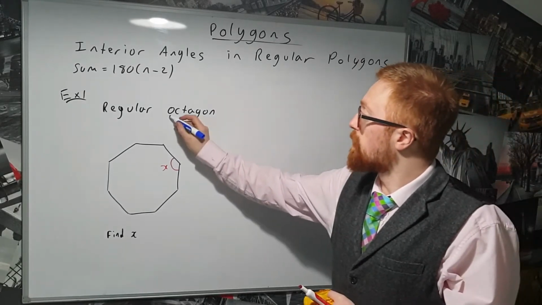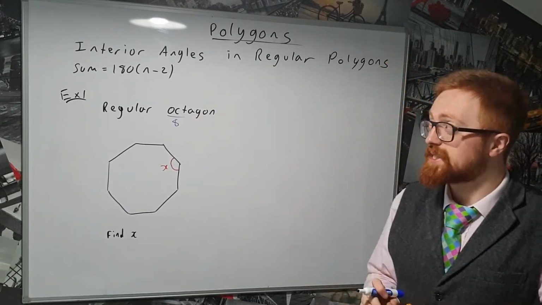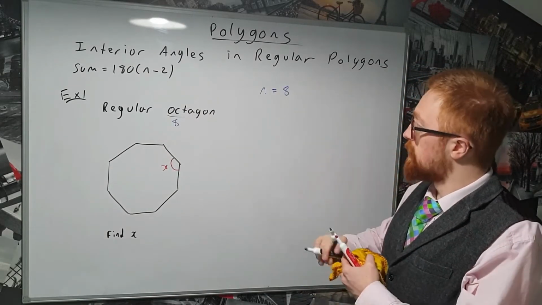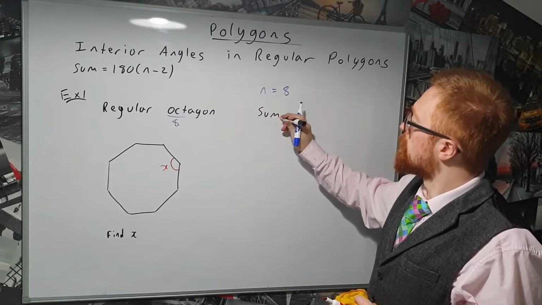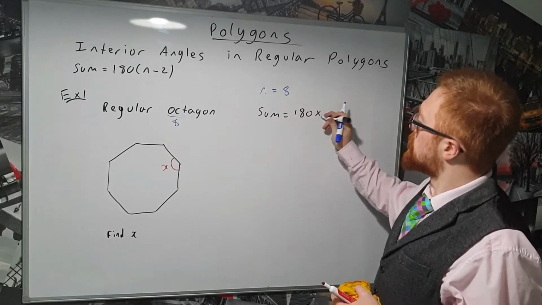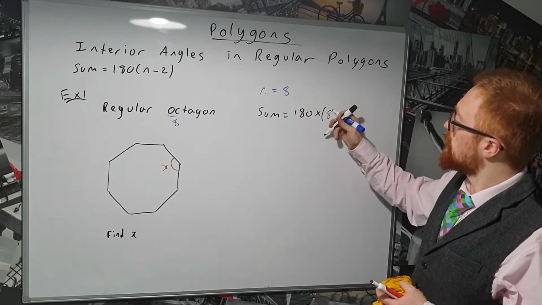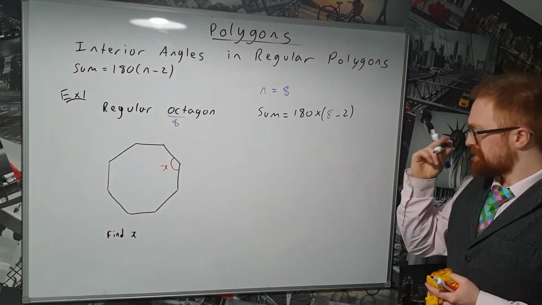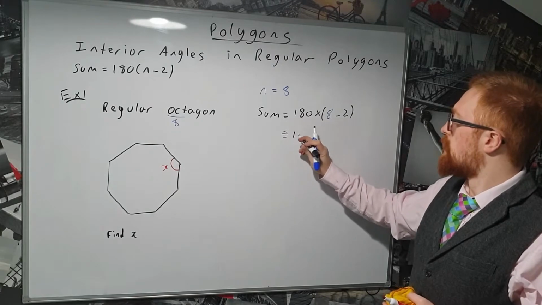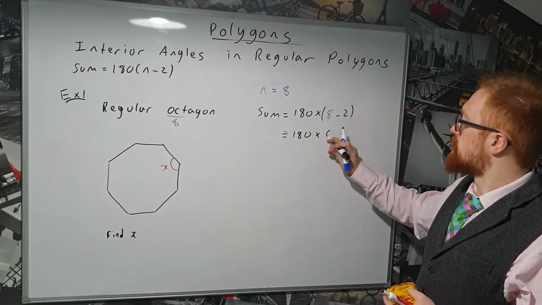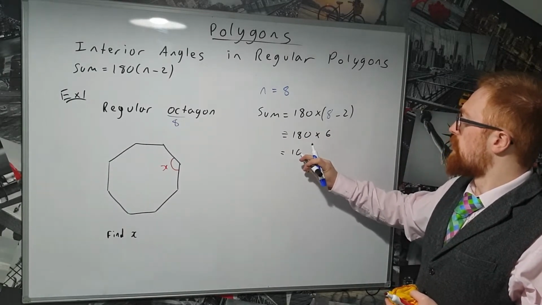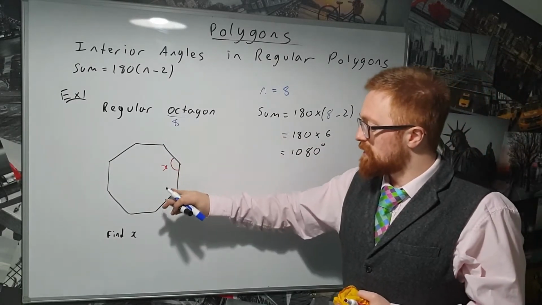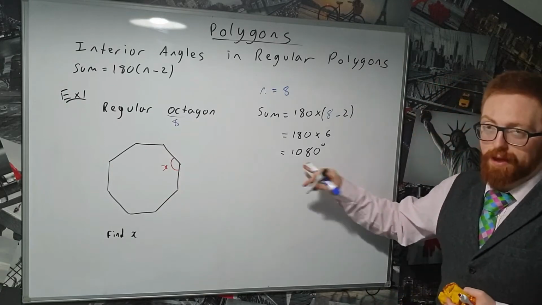So we've got a regular octagon, which means we've got 8 sides. And so if we're working out the sum, that means that n is equal to 8, which means that the sum is equal to 180 times by 8, take away 2. And we've swapped the n for the 8 there. So that gives me 180 times by 6, which is equal to 1080 degrees. So all 8 of these angles have to add up to 1080 degrees.